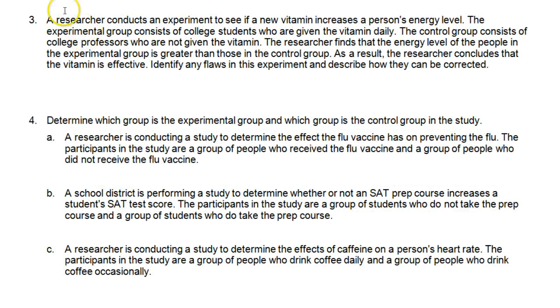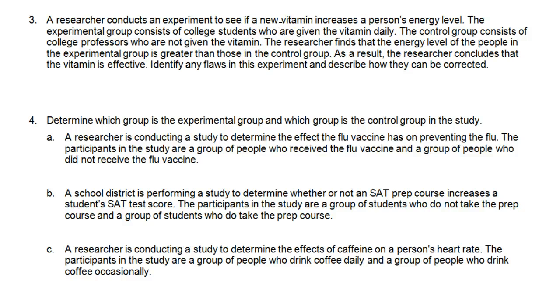Alright, moving on to number 3. A researcher conducts an experiment to see if a new vitamin increases a person's energy level. The experimental group consists of college students who are given the vitamin daily. The control group consists of college professors who are not given the vitamin. The researcher finds that the energy level of the people in the experimental group is greater than those in the control group. As a result, the researcher concludes that the vitamin is effective. Identify any flaws in this experiment and describe how they can be corrected.